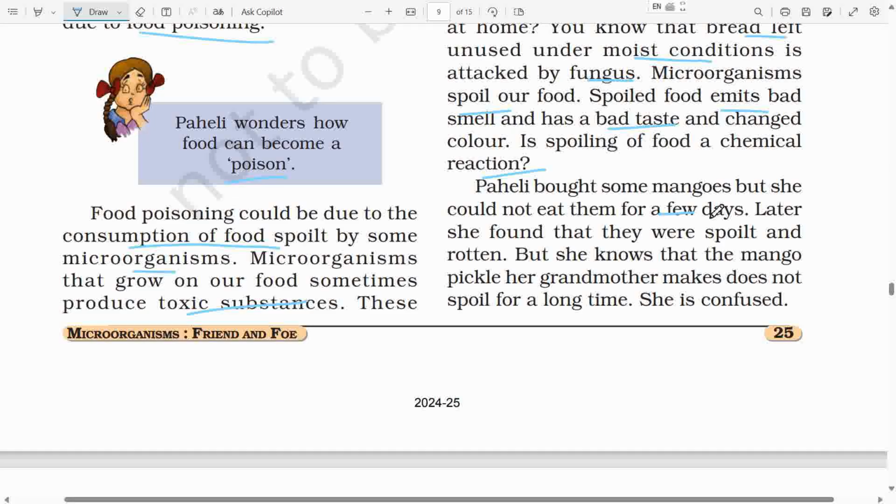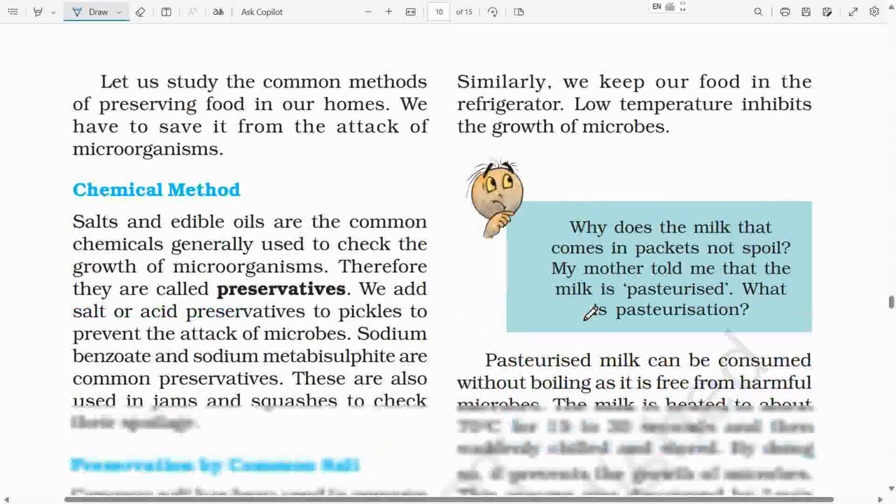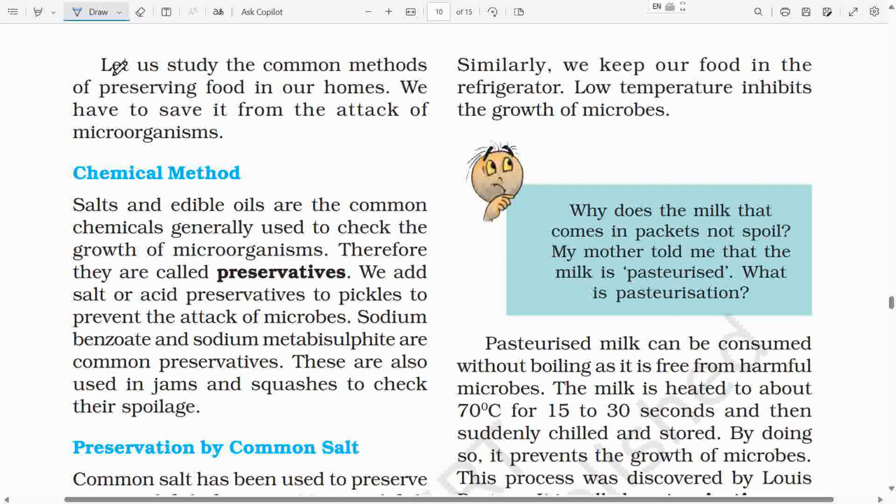Haley bought some mangoes, but she could not eat them for a few days. Later, she found that they were spoiled and rotten. But she knows that the mango pickle her grandmother makes does not spoil for a long time. She is confused. Page 26.